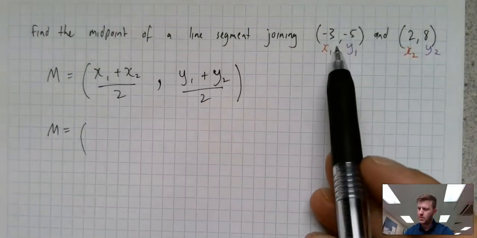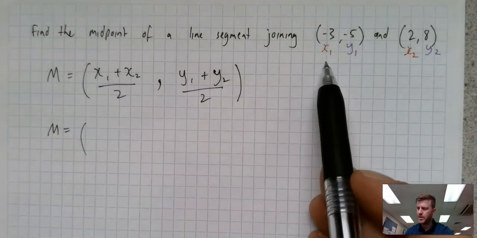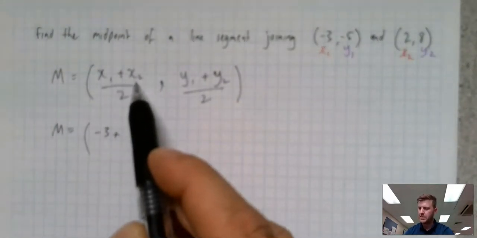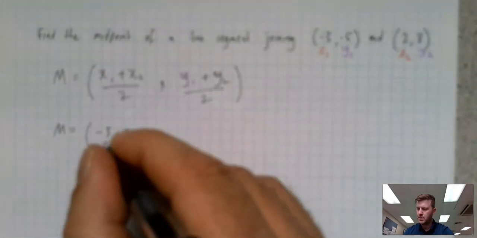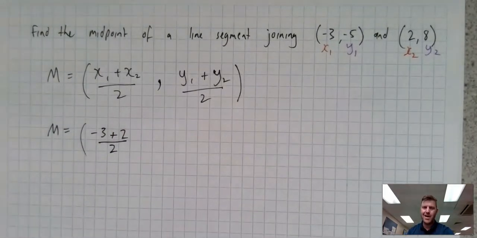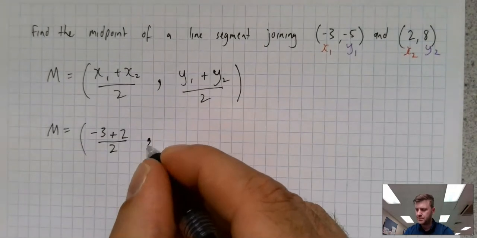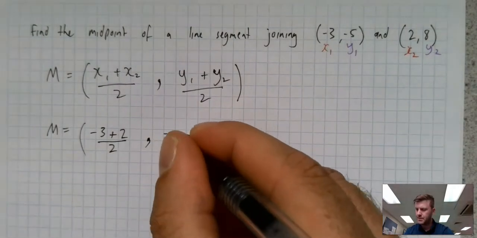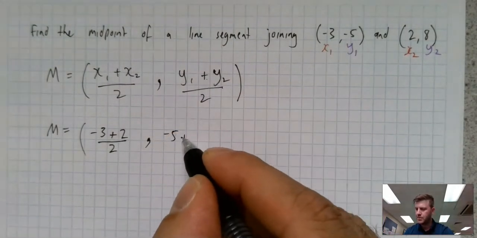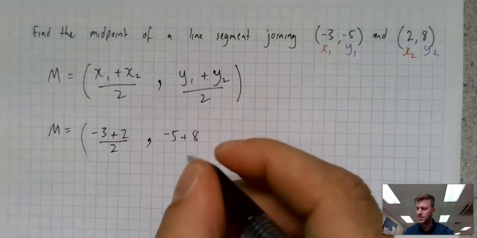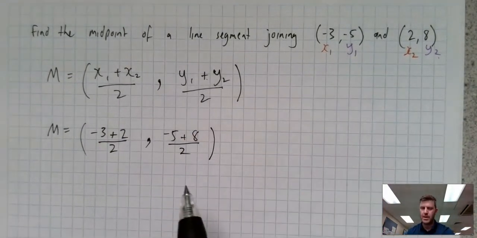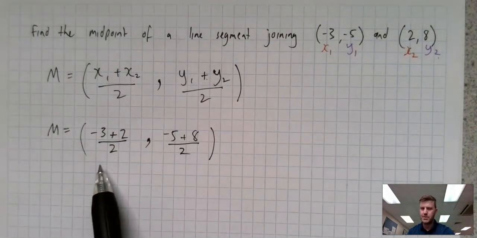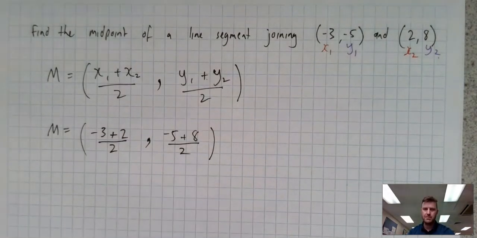Anyway, what's my x1 value here? It's -3. So it's -3 plus, what's my x2 value? 2. Divided by 2. So we're working out an average of those two points. And then my y1 value, which is -5, plus y2, which is +8, again divided by 2. It's the average of the two y values and the two x values to find a midpoint on that line. Pretty straightforward, yeah?